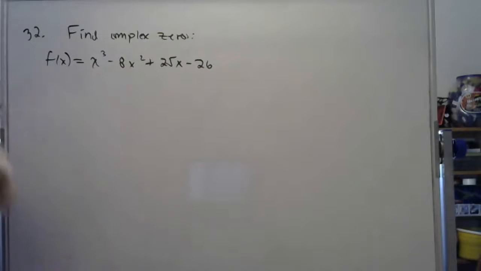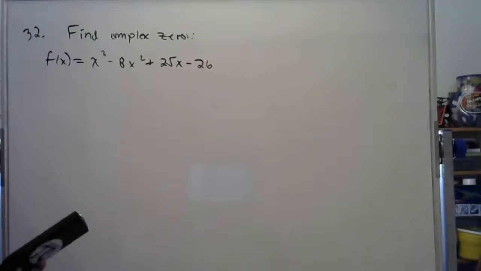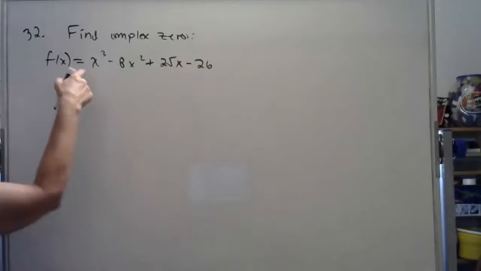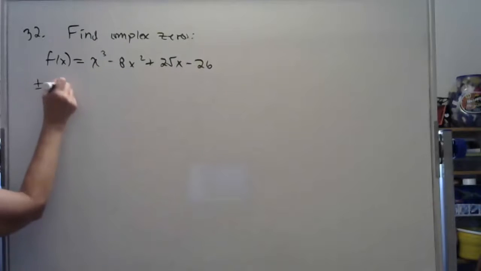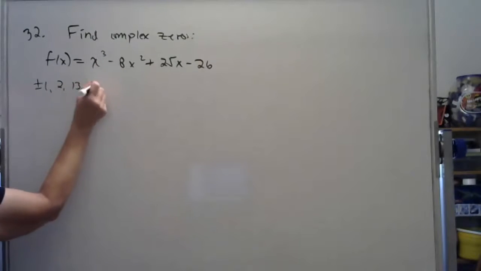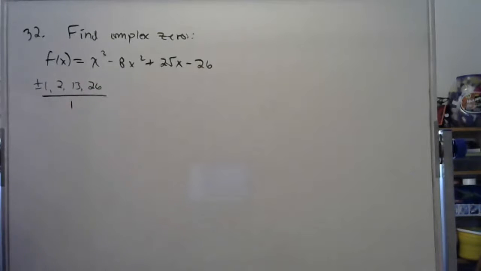Okay, does anybody remember how you have to start this problem? All of P over all of Q. Yep, all of P over all of Q. So you're looking for factors of 26 over 1. That would be 1, 2, 13, and 26, all over 1. Okay, what's your next step?